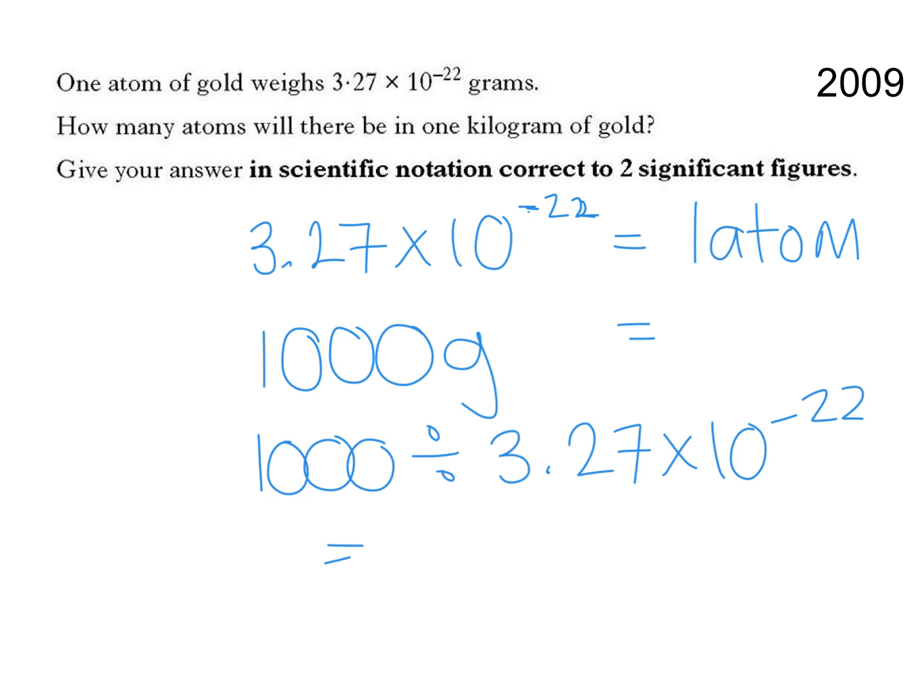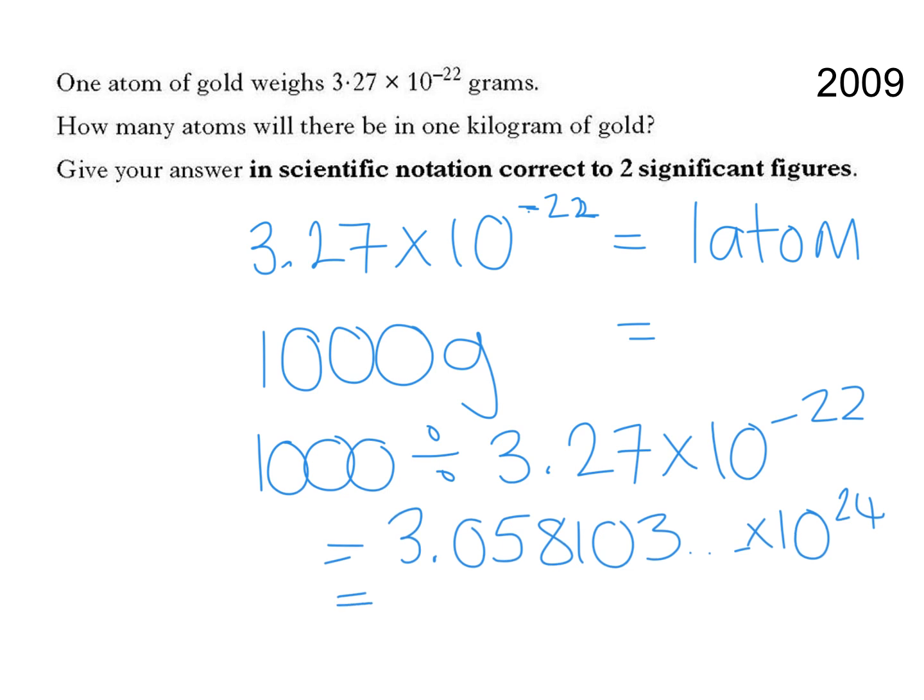And to scientific notation, I get this really big long number again. And then it says times 10 to the power 24. So I'm not writing the full thing out. To 2 significant figures would be using the 3 and the 0. So that would become 3.1 because of the 5, times 10 to the power 24. So that is how many atoms there would be in a kilogram.